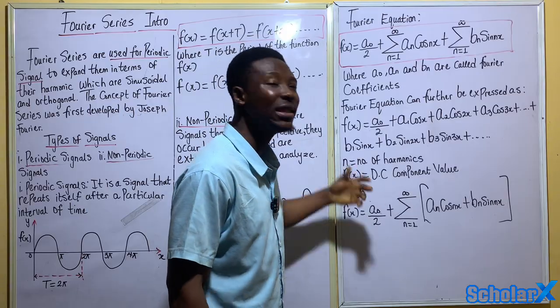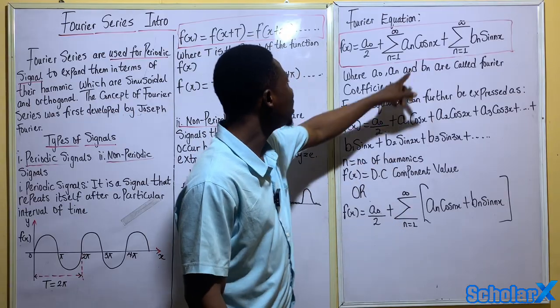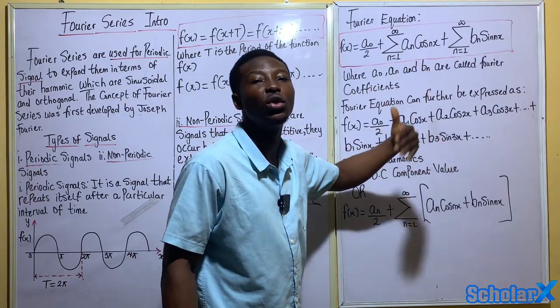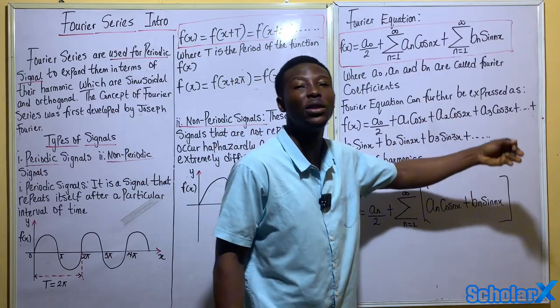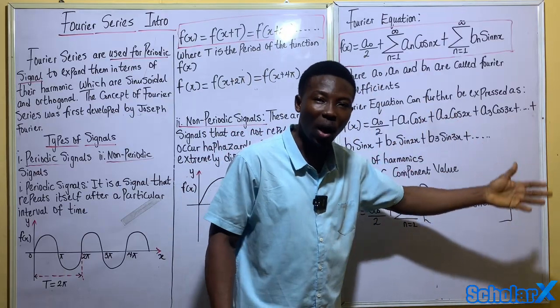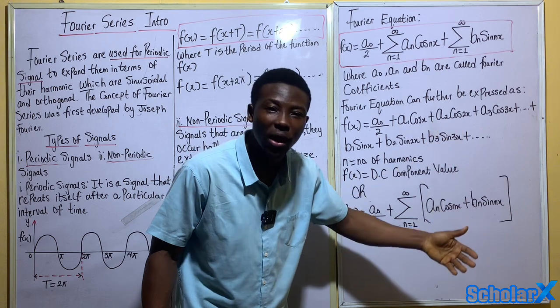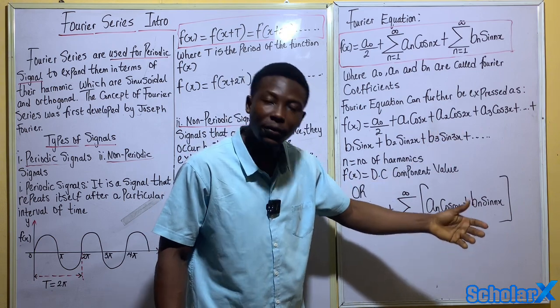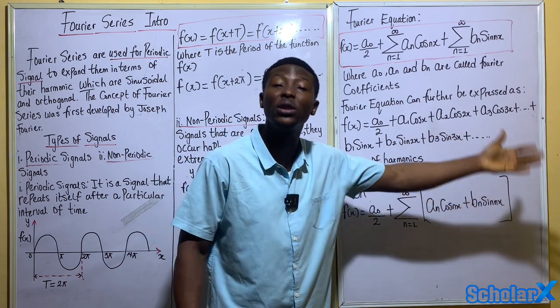Now n is equal to the number of harmonics. This n you are seeing here is equal to the number of harmonics. That means how many times. So from n is equal to 1, that's the first harmonic, n is equal to 2, second harmonic, n is equal to 3, third harmonic, n is equal to 4, fourth harmonic.